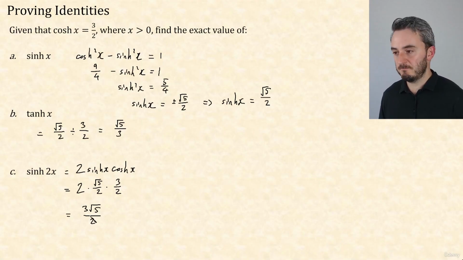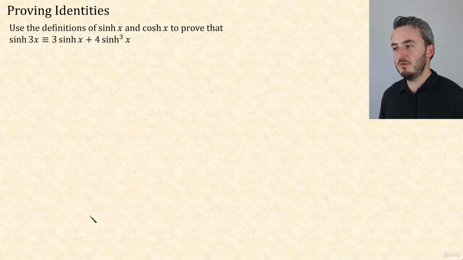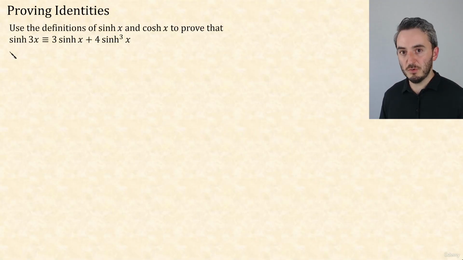Okay, let's use the definitions of sinh x and cosh x, i.e. convert everything into e to the x's, to prove that sinh 3x is equal to 3 sinh x plus 4 sinh cubed x. I think this is a good example of one where it's easier to start on the right hand side because I can just find sinh x and then I can write it down and cube it and work there and sort of aim towards something here. It's a bit easier to work that way around.